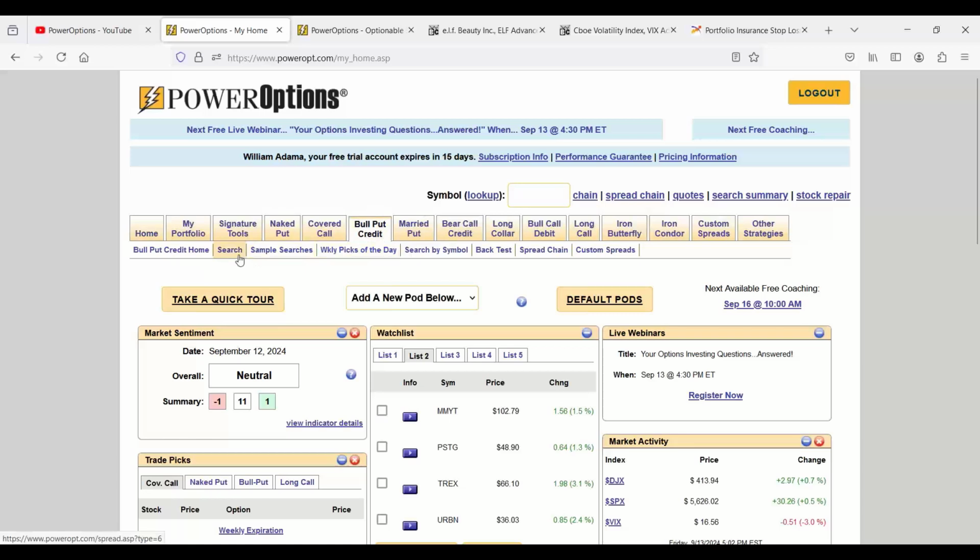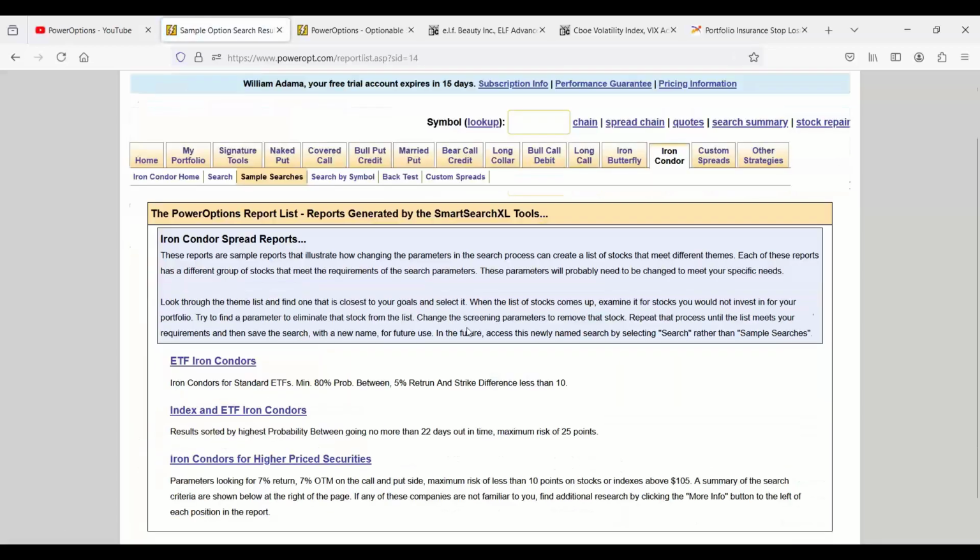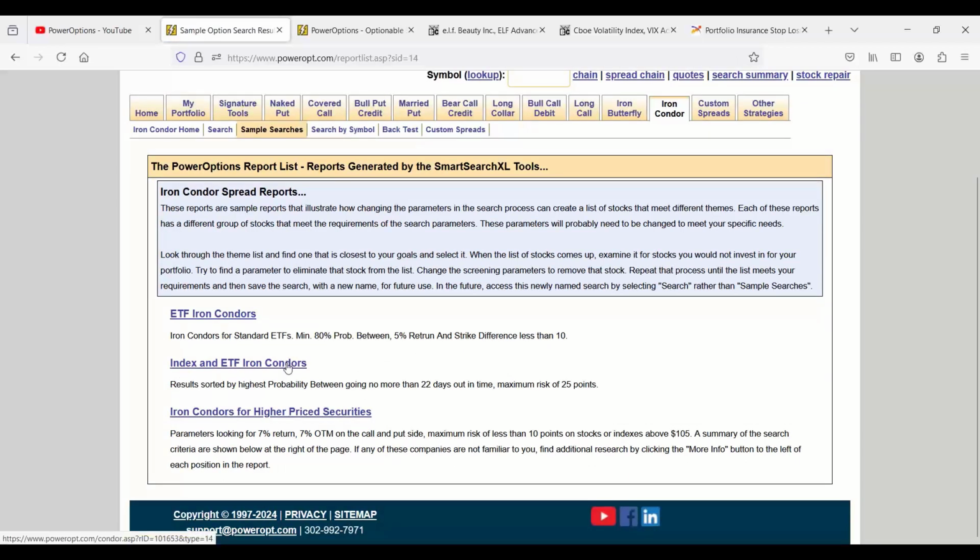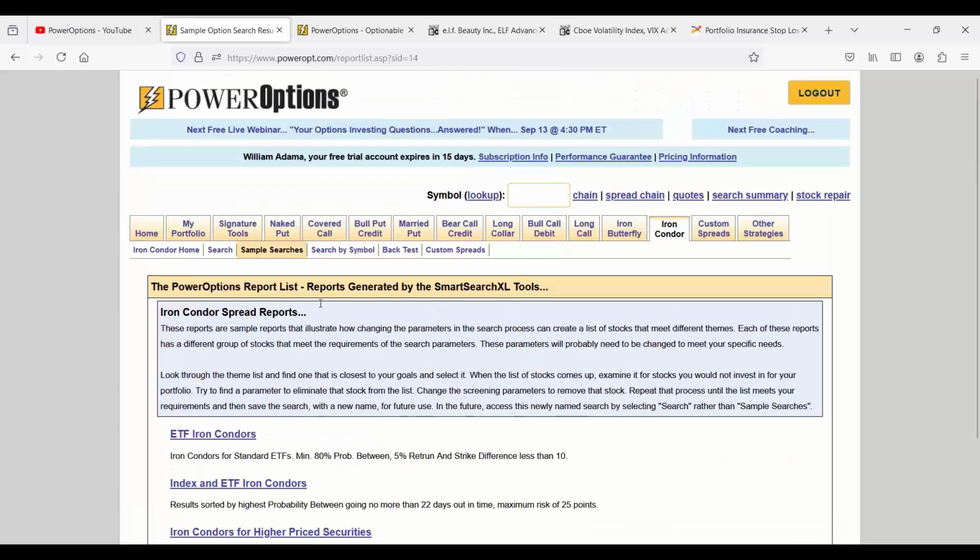So again, in any strategy, multiple ways. The search tool, have our defaults. There's monthly, there's weekly, there's a theme search. And under sample searches, you'll see more theme searches, things for ETFs, high liquidity stocks, for bearish positions, looking for stocks in an extreme downtrend, and Iron Condors as well. Some of the sample searches you might see in that one, ETF Iron Condors, index and ETF Iron Condors, and Iron Condors for higher priced security, stocks above $105 per share, with, again, that high probability of expiring worthless and expiring worthless in your favor.